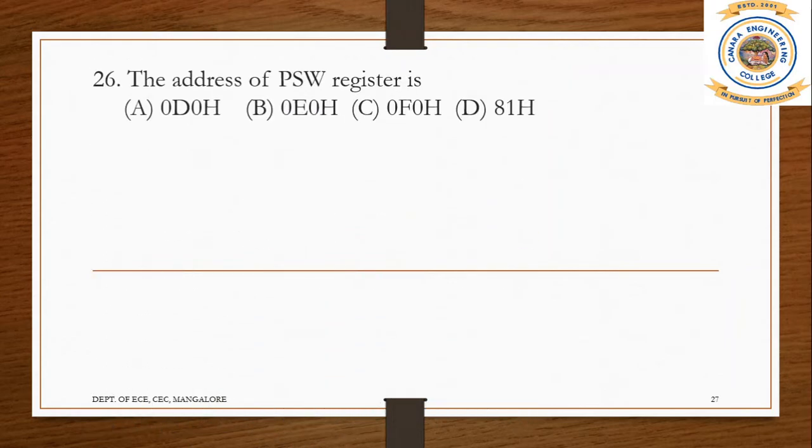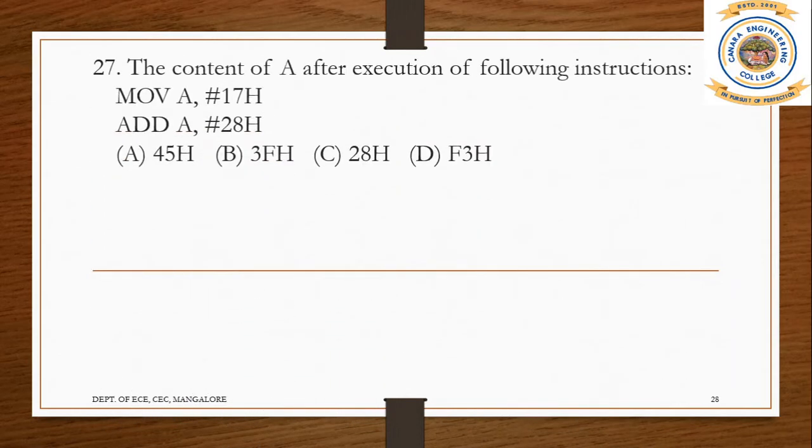Next question again checks your memory of the addresses of special function registers. So the question is the address of PSW register. So what would be the address of PSW register? You have to remember, there is no better explanation for this from my side. You try to remember the addresses of these registers. So the address of PSW is 0D0H.